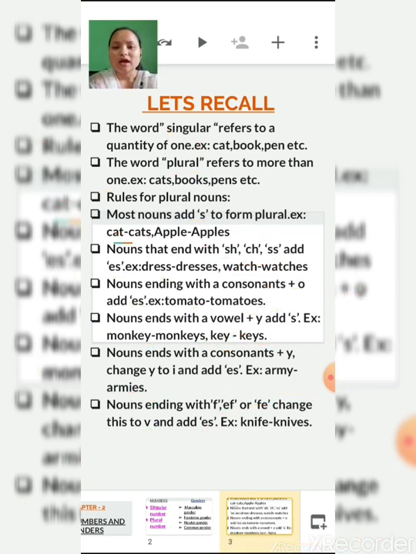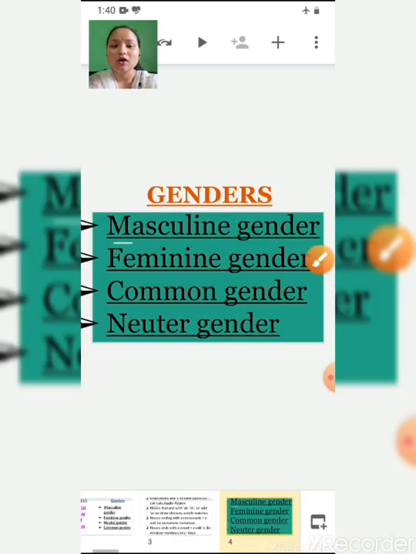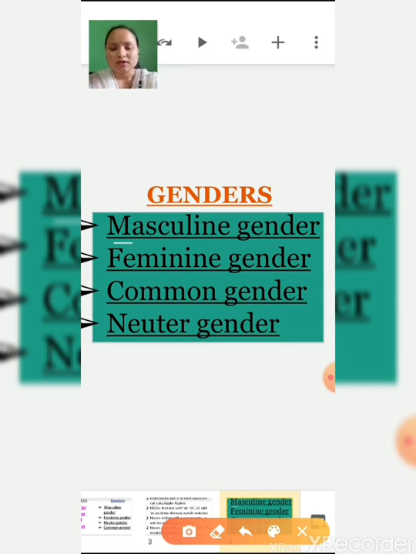Now let's begin with our new topic, that is genders. Children, genders are of four types, as you can see on your screen. First is masculine gender, second is feminine gender, third is common gender, and the last one is neuter gender. We are going to discuss all these genders in detail with some examples also.